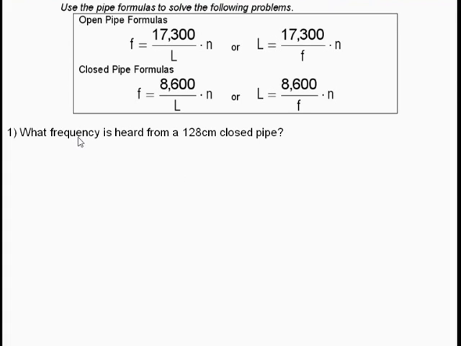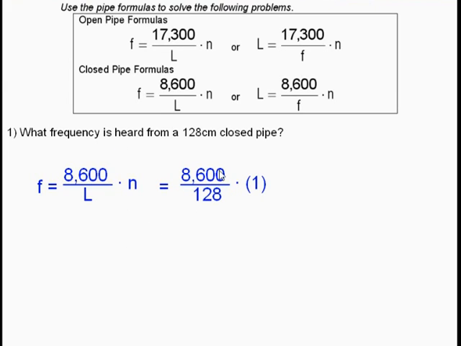This one's asking for frequency and it's a closed pipe. So the closed pipe frequency formula is this one. So I'm going to start with that. And then I have two things to plug in. I have my length, 128 is on the bottom, so we're going to divide by that. But I also have to figure out what harmonic number it is. Remember on our notes we said that the frequency that you hear is the first harmonic, and that's the one that had the special name, the fundamental frequency. So we're going to be using 1 because our first harmonic is the one that you hear.